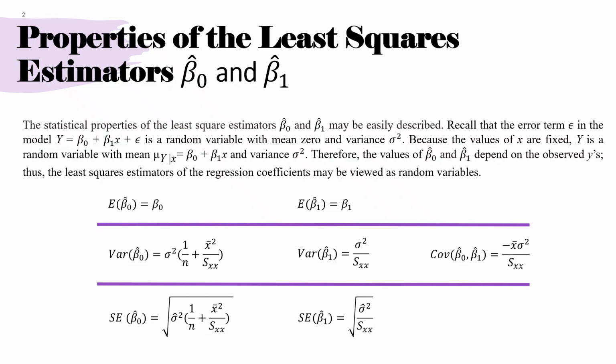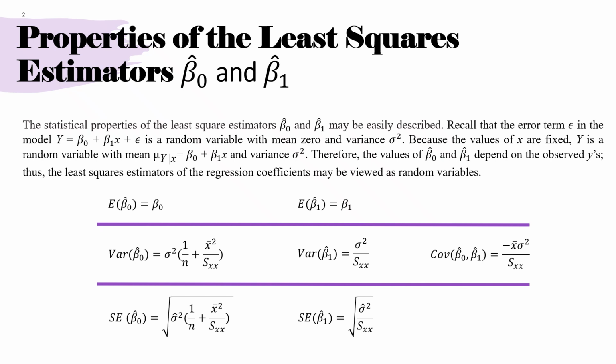Up to this point, we focused on how to compute these least squares estimators and how to interpret them. Now we turn to understanding their behavior as random quantities. Because the regression coefficients are computed from sample data, they are themselves random variables. This means they have properties such as an expected value and a variance. Under the standard assumptions of simple linear regression, including linearity, independence, constant variance, and normally distributed errors, the least squares estimators have very desirable statistical properties.